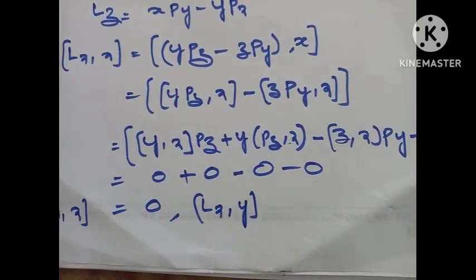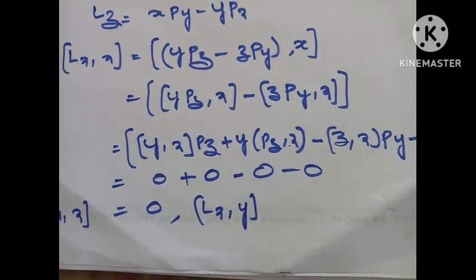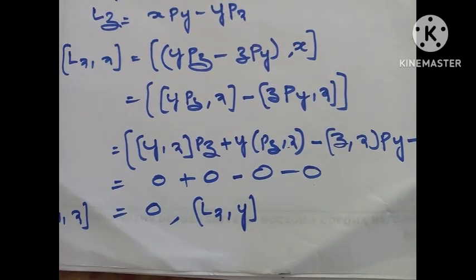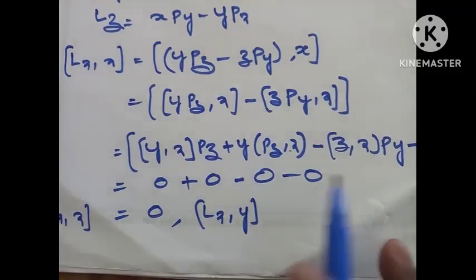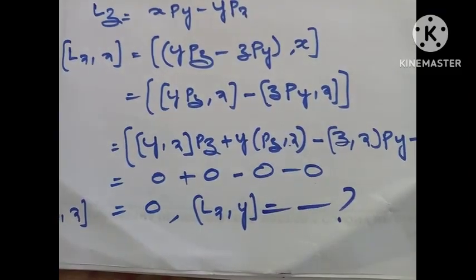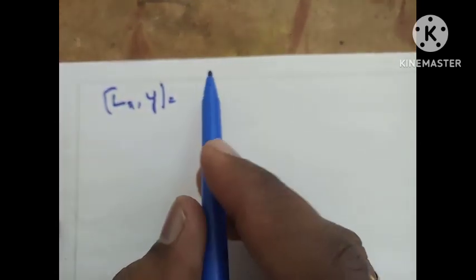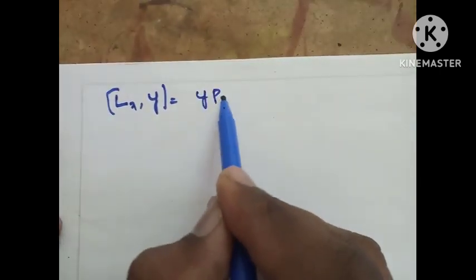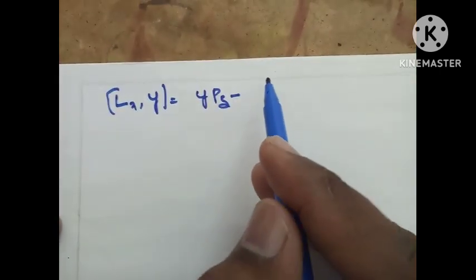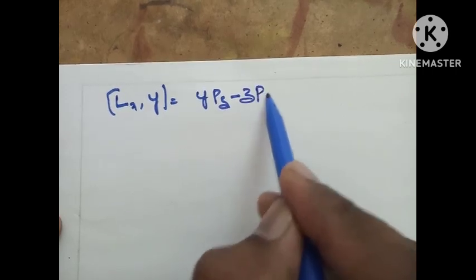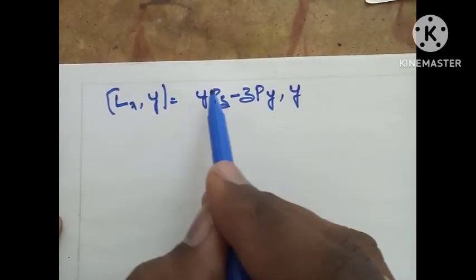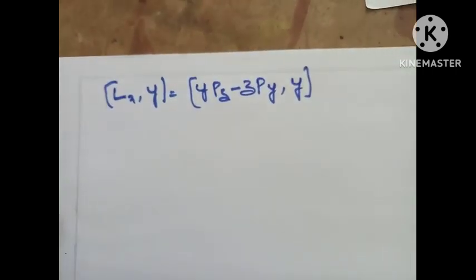Similarly, you have to find out the commutation between Lx comma y. Let us see what we get here. What is the Lx value? Lx value is y pz minus z py, comma y. Lx comma y I am going to find out.